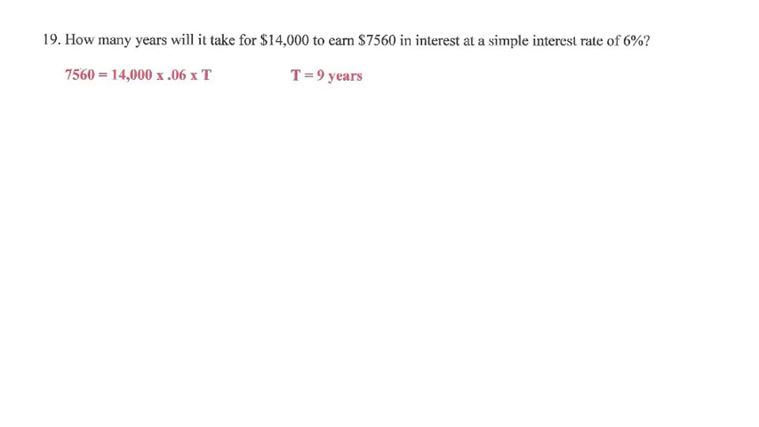Number 19. How many years will it take for $14,000 to earn $7,560 in interest at a simple interest rate of 6%? Here we're trying to find the year, so you use I equals PRT. Your interest right here is $7,560 is equal to $14,000 times 0.06 times T. You solve for T, and the answer is 9 years.